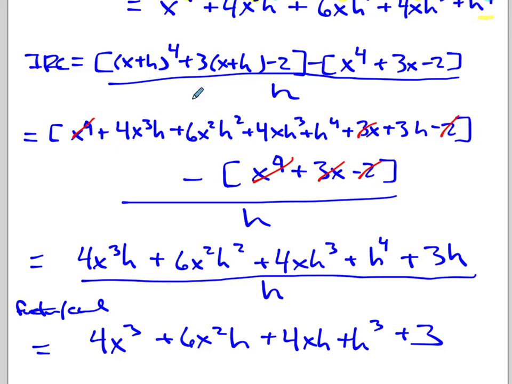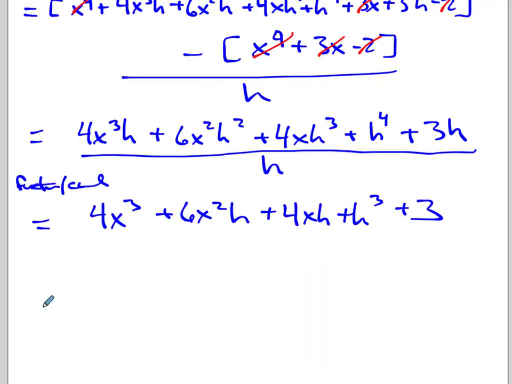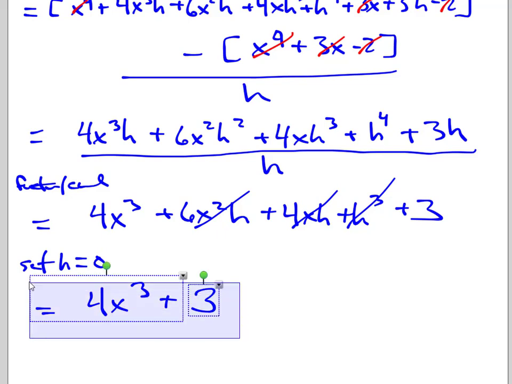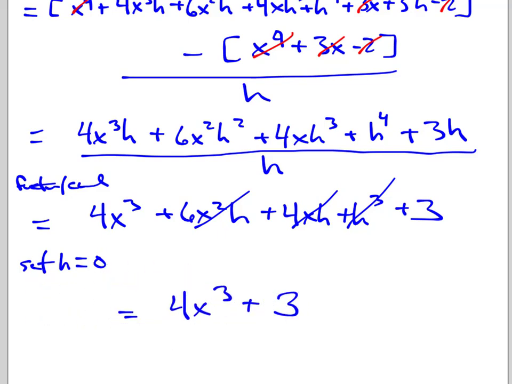My denominator's gone, and I can set my h to whatever value I want, but I'm going to set it to 0 because that just makes my life way easier. So I have 4x cubed plus this goes to 0, this goes to 0, this goes to 0. Isn't that pretty? And then you're left with 4x cubed plus 3 is your IRC, and that is the equation for the slope of the tangent at any point on that curve.